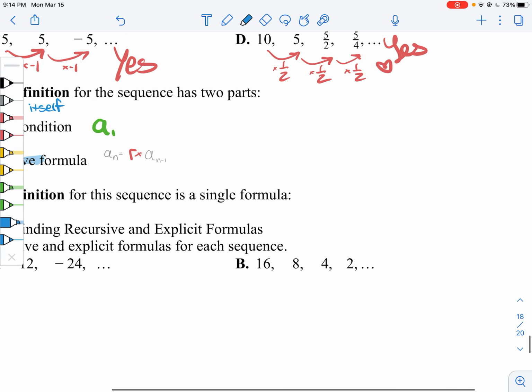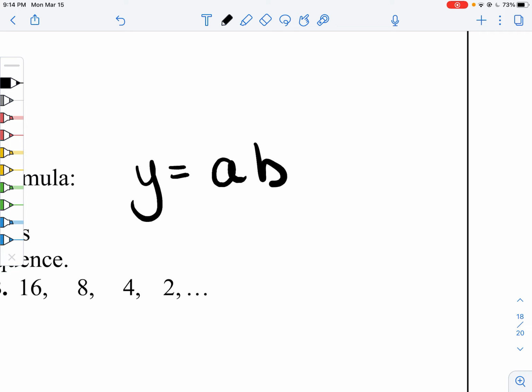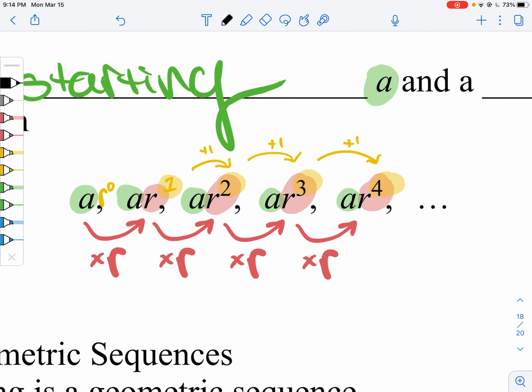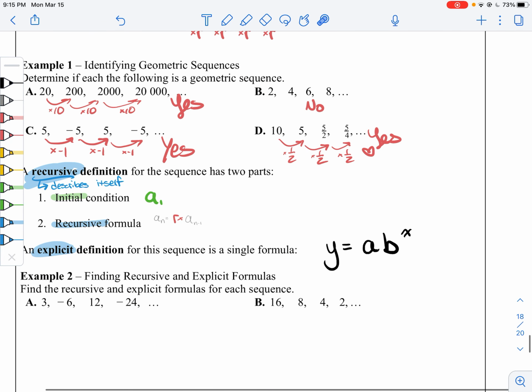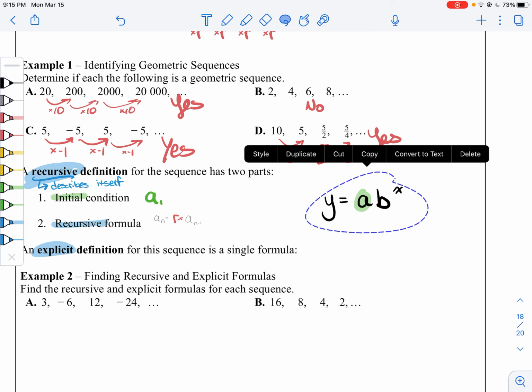So how you find this is you use our exponential growth function. Because check it out, that's literally what we're doing, except our starting value is our a sub 1. We call it a sub 1. It's not just a this time. It's a sub 1.